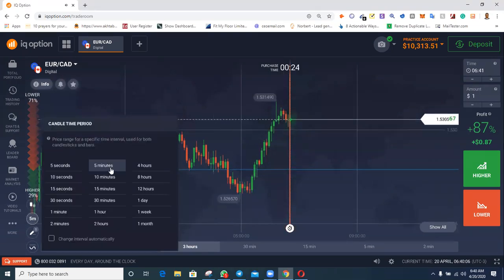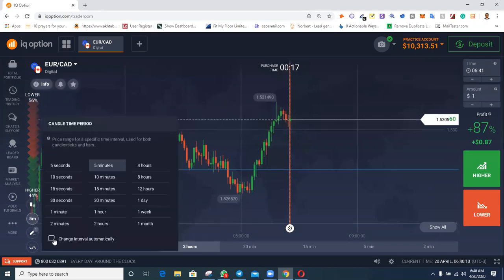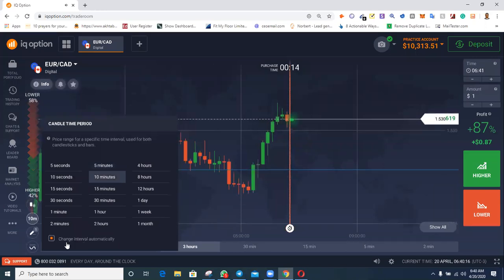After changing it to 5 minutes, what is the next thing? You would see this place here, change interval automatically. There's going to be a dot there. You have to remove it. You can see that it automatically changes from 5 minutes. It's because of this thing here. So once you remove it and put it at 5 minutes, it is set.